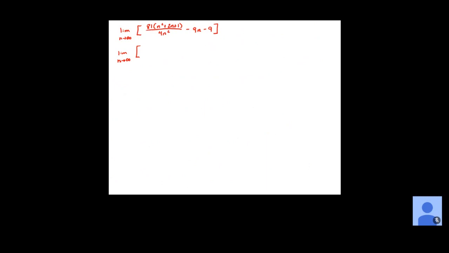Okay, yeah, go ahead and distribute the 81, right? So that's going to give us 81n squared, 81 times 2 should be 162n, and then 81 times 1 is plus 81. All of that is over 4n squared. We have our minus 9n and our minus 9. All right, now let's go ahead and simplify that fraction so we can divide each one of these terms. So what's that going to give us if we do that?